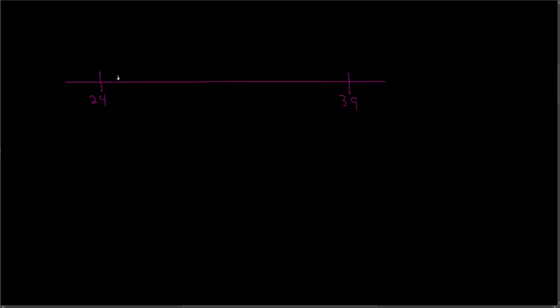24, 25, 26, 27, 28, 29, 30, 31, 32, 33, 34, 35, 36, 37, 38, 39. So that's a better way of plotting that. We'll make 39 here, 38, and this is 36. So we have a number line with all of our values listed out.